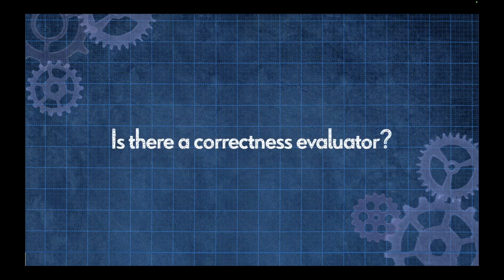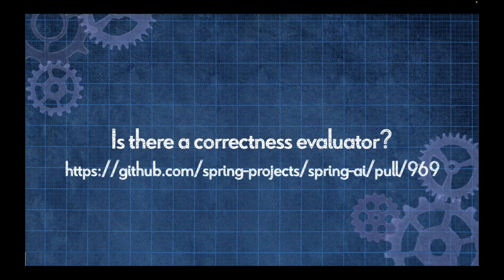It is possible, however, to evaluate correctness by using a correctness evaluator. Such an evaluator would be given the question and the generated answer, but it would also be given a reference answer that itself is correct. The evaluator would compare the generated answer with the reference answer and determine if they are similar in meaning. Unfortunately, at this time, when I'm creating this video, Spring AI does not yet offer a correctness evaluator. But I have submitted a pull request to add one. I'll add the link to that pull request in the video description in case you miss it here in the video itself.